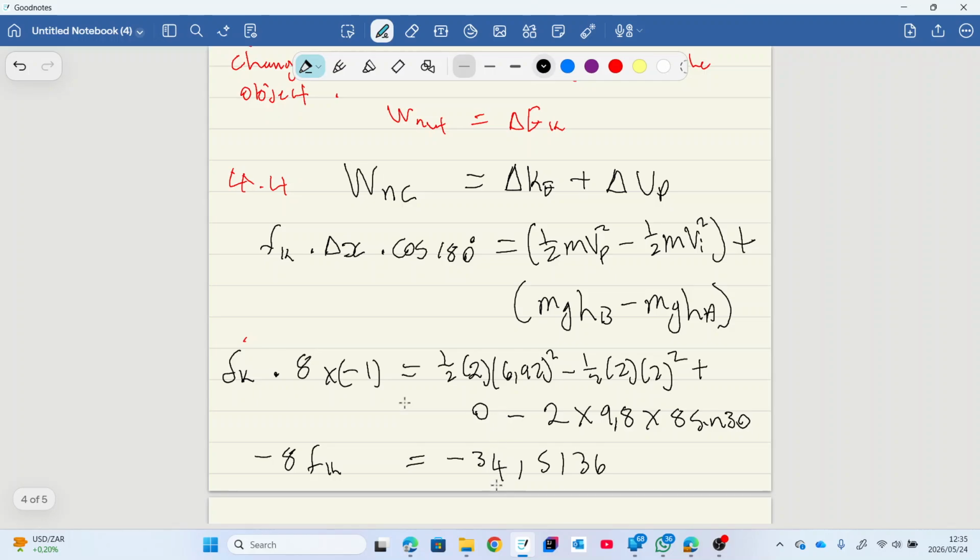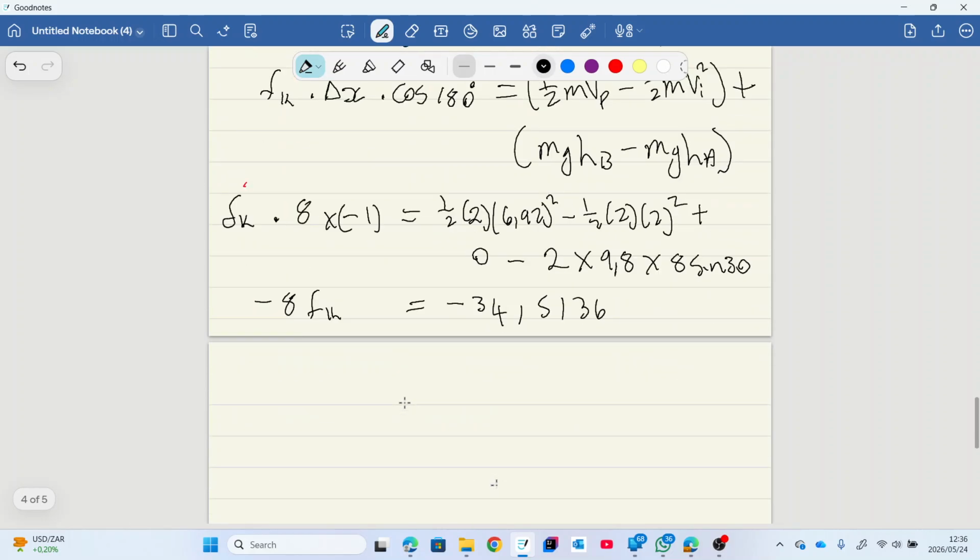Okay, I'm still pressing it in. Okay, I also got minus 34.5. Then we can divide by minus 8 both sides. So Fk equals to 4.31 newtons. Yes. Okay, great.